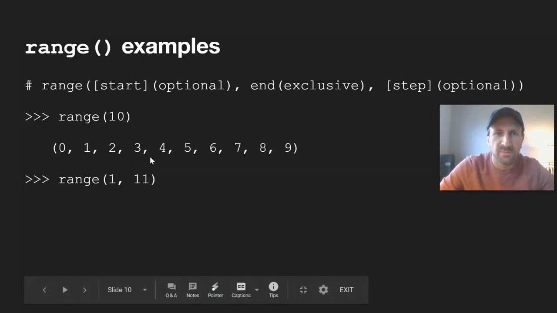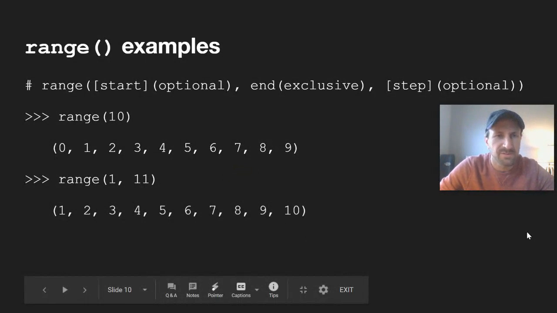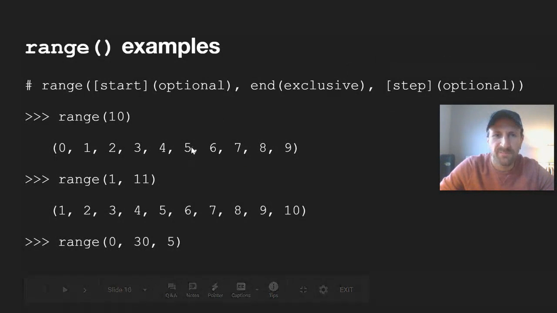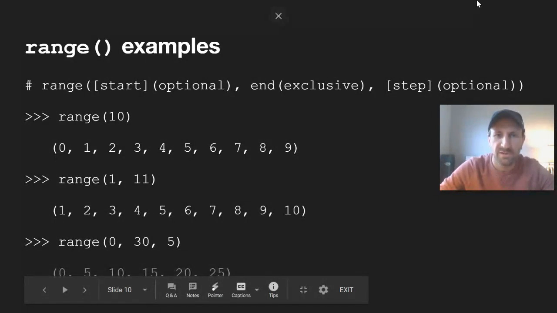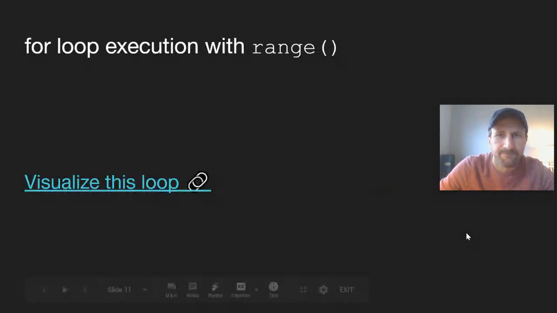If you wanted to create the numbers 1 through 10, you'd have to start at 1 and go up to, but not including, 11. So your range in that case would look like this. And then including the optional step value, if you wanted to step by 5s, starting at 0, going up to but not including 30, your resulting range from the range function would look like this. You'd have 0, 5, 10, 15, 20, 25.